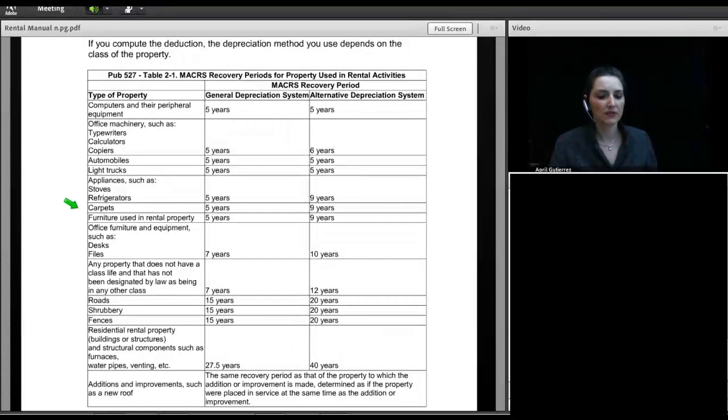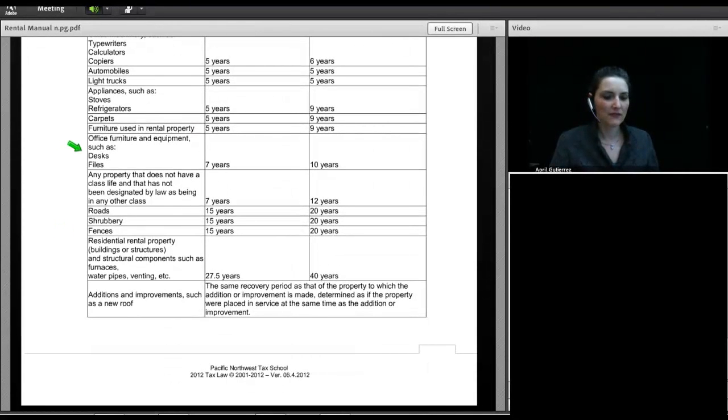Also, carpet is considered to be 5-year property, and furniture used in a rental property is 5 years, but that same furniture used in our tax business would be 7-year property, right? But office furniture is still 7-year. That's interesting. So if you have furniture used in the rental property, it's 5-year, but desks and files used in a business activity are 7 years. Fences, 15 years. Shrubbery, 15 years. Roads, 15 years. Any property that does not have a class life and is not designated by law as being in any other class, in other words, you can't find a hole to put it in, it's 7 years.